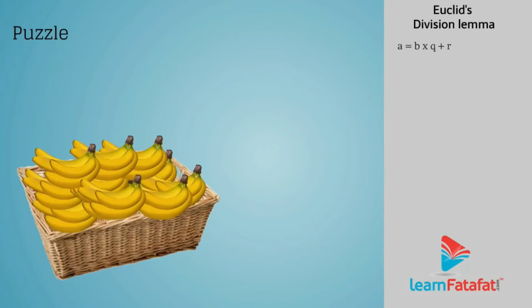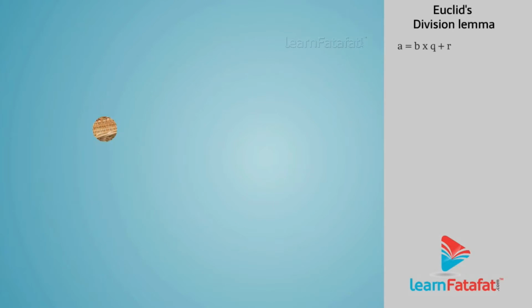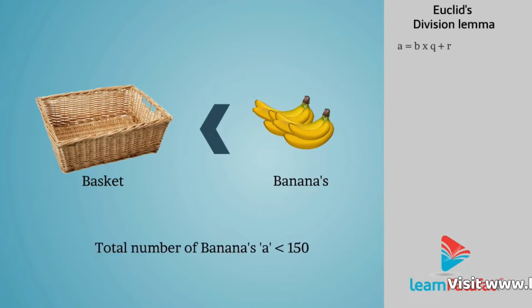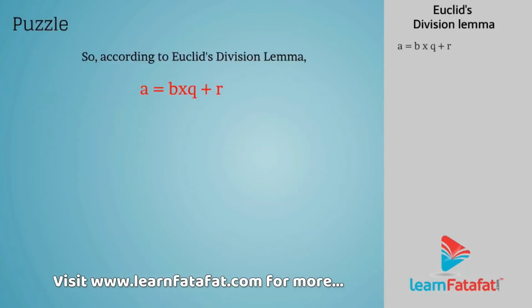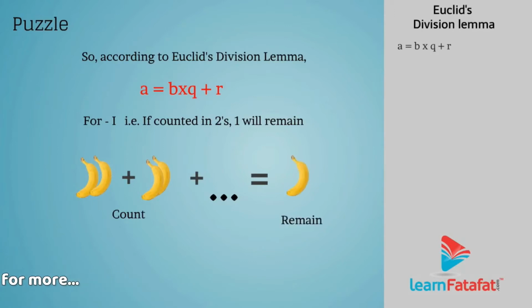A basket is full of bananas, but we don't know exactly how many bananas are present in the basket. The basket can accommodate fewer than 150 bananas. Let A be the total number of bananas the basket has, which is less than 150. We only know that if bananas are counted in pairs, one will remain.